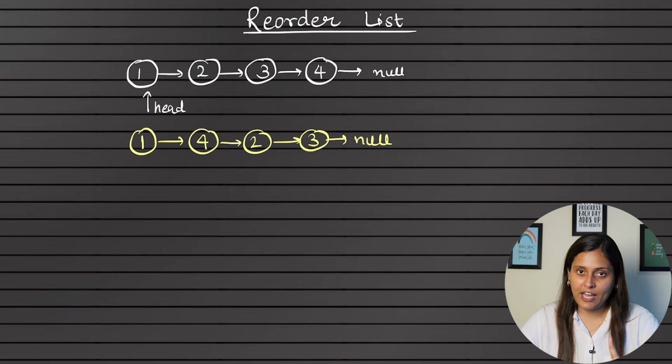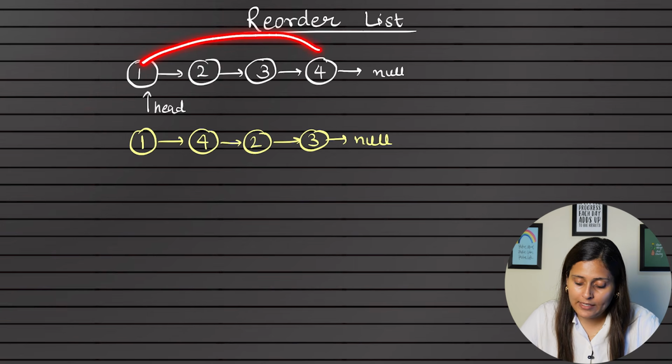So here is a linked list we have been given 1, 2, 3, 4. Okay. And we have to connect 1 with 4, correct? Then 4 with 2, correct? Then 2 with 3. Suppose we don't know any pattern.